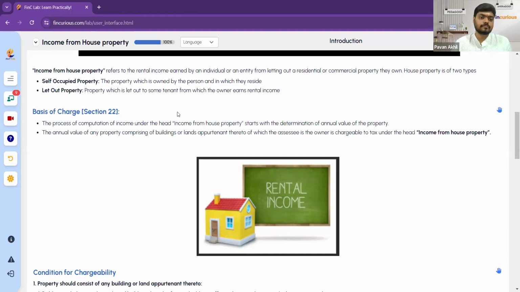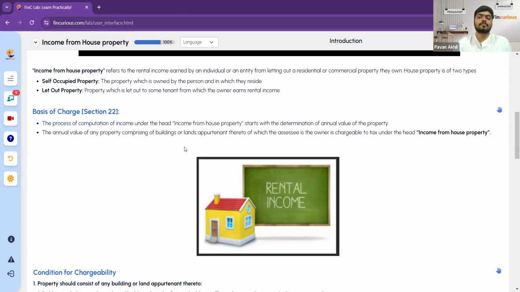Understood, right? You can see the remaining things here. Income from house property refers to the rental income earned by an individual or an entity from letting out a residential or commercial property they own. Obviously, if I am letting out my house property to a normal family, it is called residential property letting out. If I am giving it to a company or for any business activities, that is called commercial property let out. What is the difference? There is no difference. Both incomes are taxed under income from house property.